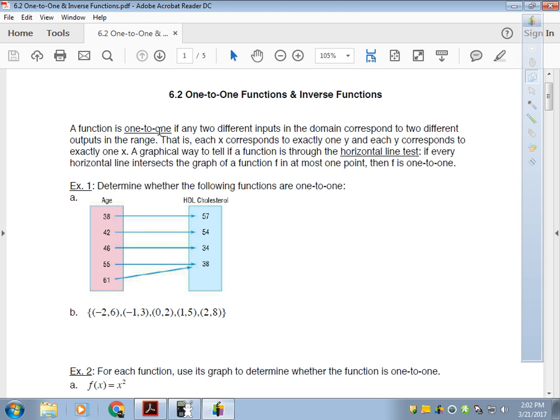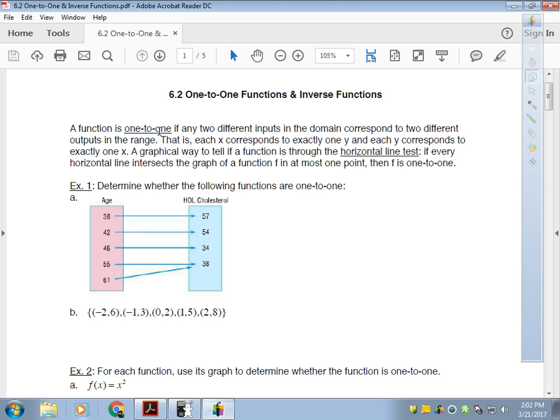range, meaning x's can't repeat and y's can't repeat. So each x goes to exactly one y value, and each y value goes to exactly one x value. There is no repeating. Graphically, you can tell this with what's called the horizontal line test. You move a horizontal line over your function. If it touches more than once, then it's not one-to-one. If it touches only one time, it is one-to-one.